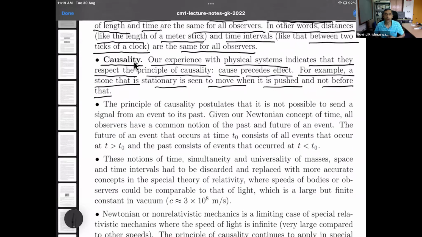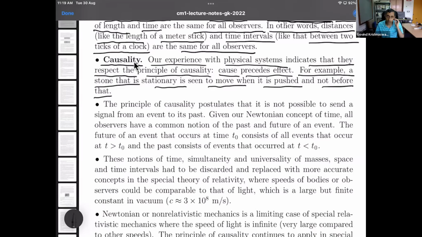The cause is karanam, right? Yeah, Tamil. Or karan. So the effect is the outcome. Yeah. So the outcome comes after the cause, right? That's all we are saying.